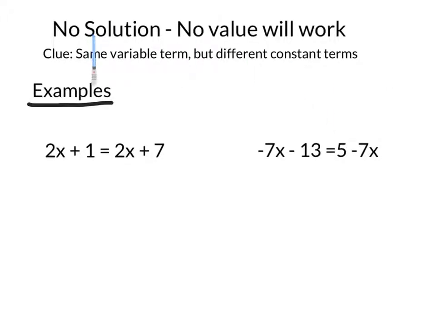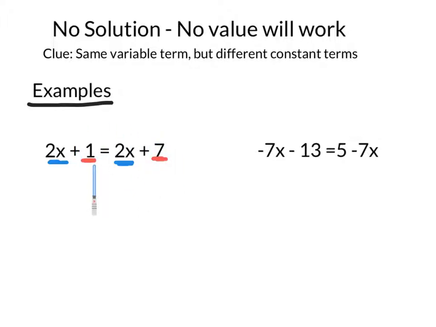Next up, no solution. This means that no value will work. Our clue here is that the same variable term is in the equation, but different constant terms. For example, in this equation down here, we have the same variable term, 2x and 2x on each side of the equation, but we have different constant terms, 1 and 7. The constant term is just the term without a variable. So since we have the 2x and the 2x the same, but the plus 1 and the plus 7 are different, this is no solution.